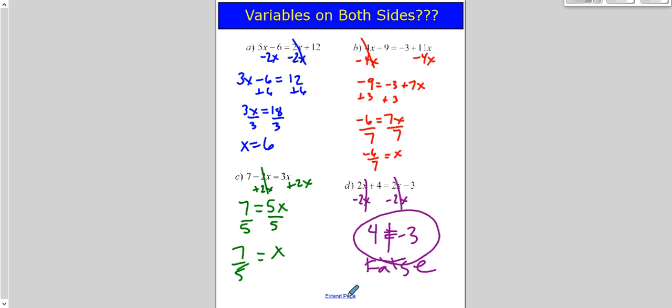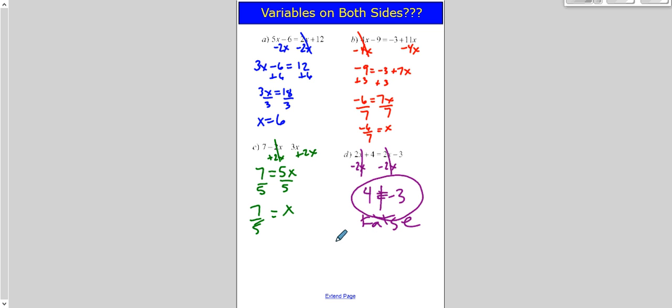And so what this means, when you end up with a false statement like this, it means that these two equations have no solution. So that can happen too, where there's no solution. If you end up with something crazy like this, where you get a false statement, that just means there's absolutely no solution going on. All right. So variables on both sides, just a matter of moving things over to the left or to the right to get all your variables on one side, all your constants on the other. And then from there, you just simplify by dividing by whatever number's in front of your x.